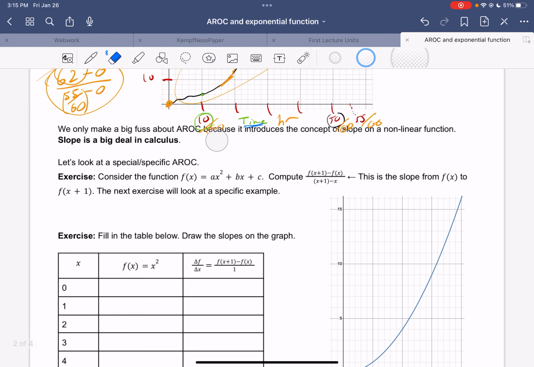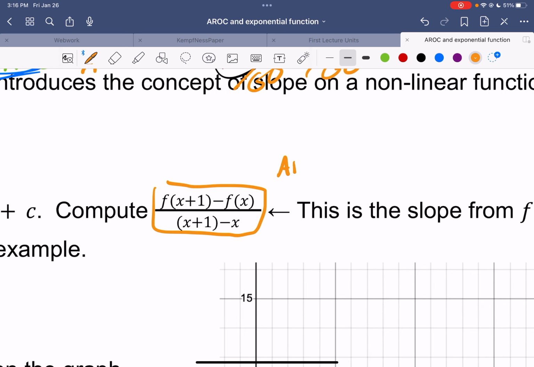So average rate of change is not actually too big of a deal, but slope is a big deal in calculus. And average rate of change is our first example of making sense of some slopes. There is a special type of average rate of change that we will look at a lot in this class. And I'm going to introduce it in a weird way, but bear with me. If we look at this computation here, then this computation is the average rate of change from x to x plus 1, which is a little different than what we saw before.